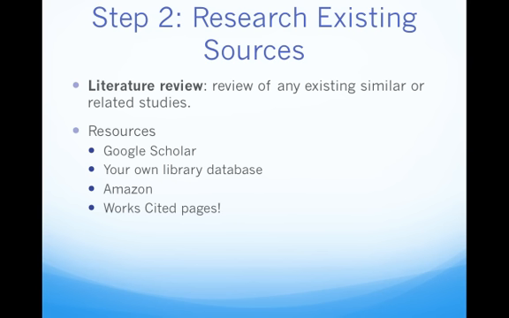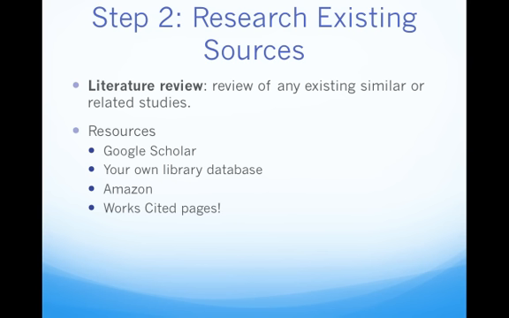For step 2, it's to research existing sources. So when you figure out a question that you want to ask, you have to look at the ways in which this question might have been investigated before. And that means putting together a literature review, which is a review of any existing or similar related studies to the one that you're trying to go ahead and do.